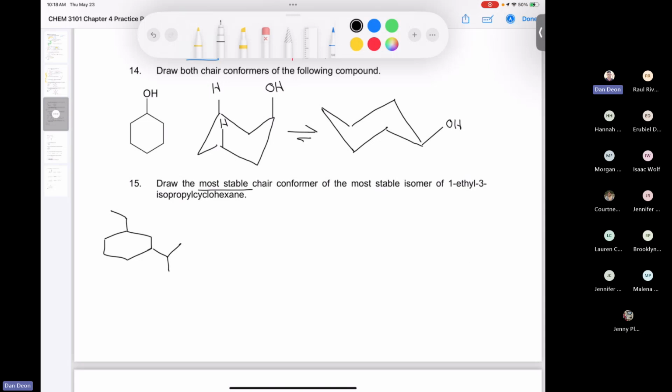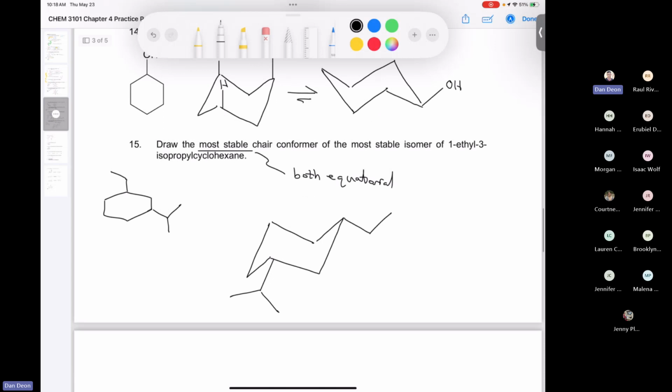So most stable, it doesn't tell us whether they're cis or trans, so we'll just put both equatorial. So we'll draw our chair. And again, it doesn't matter where they are. We'll put the ethyl group as being equatorial like this, and then we'll put the isopropyl group as being equatorial like that. There you go. As long as both are equatorial, here I put them both equatorial and down. You could have put them both equatorial and up. It doesn't matter. They just both have to be equatorial.